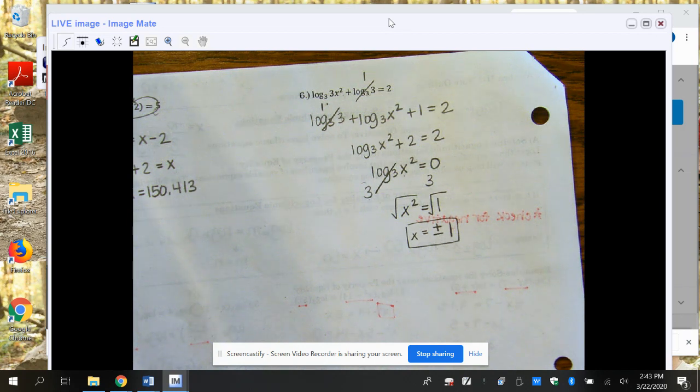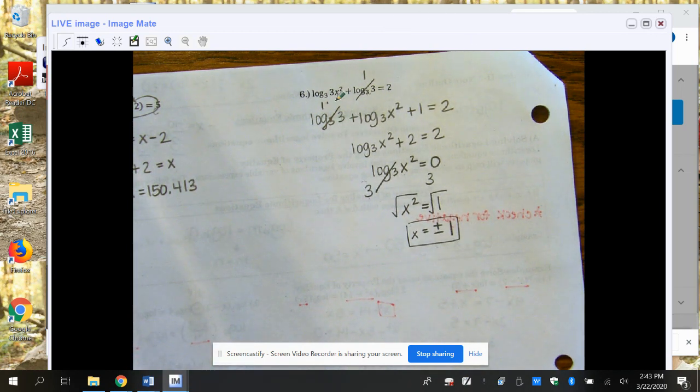I would not expect probably the majority of you guys to split this apart and do this trick. It's just kind of nice when you see that. It does make a lot of the algebra a little bit easier, but a lot of it's just depending on what you see in the problem.